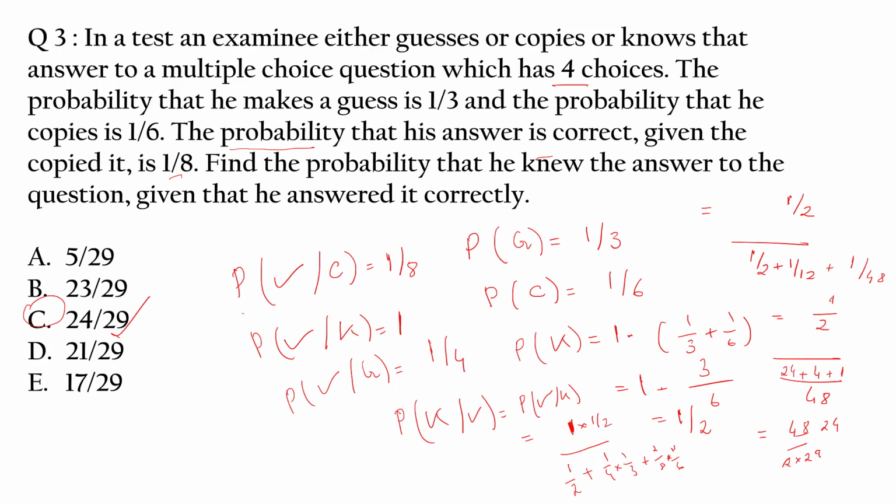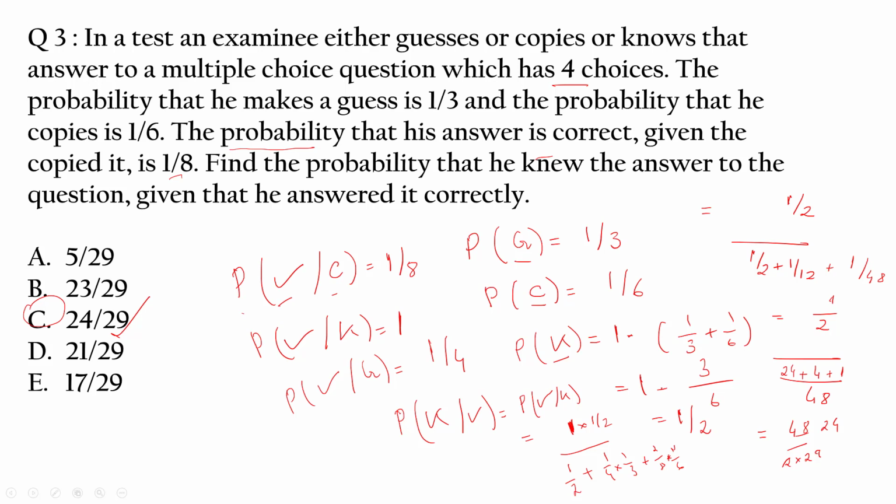Great. So I hope the question is clear. So first you have to find the probability of all the cases, then you have to find the probability of a correct answer given that case. The trick here is that the probability that the answer is correct given that he knows is obviously 1, and the probability that the answer is correct given that he guesses is 1 by 4.